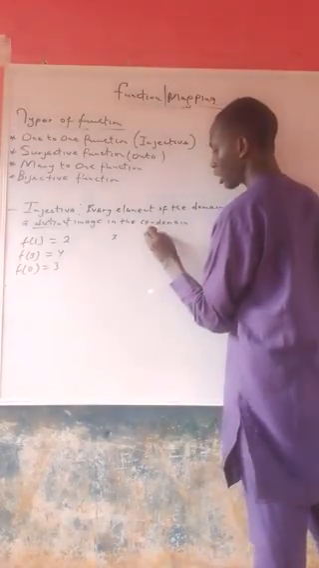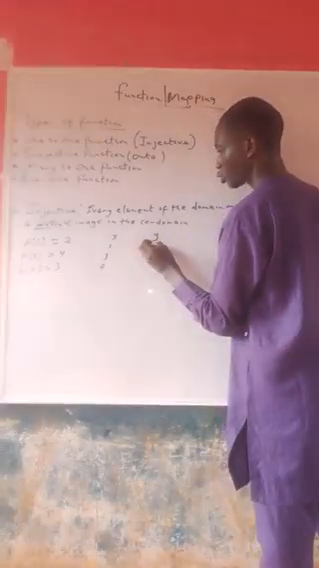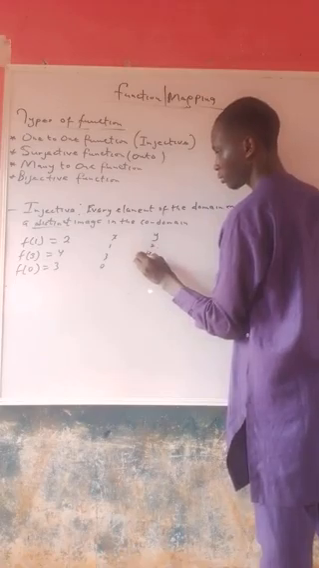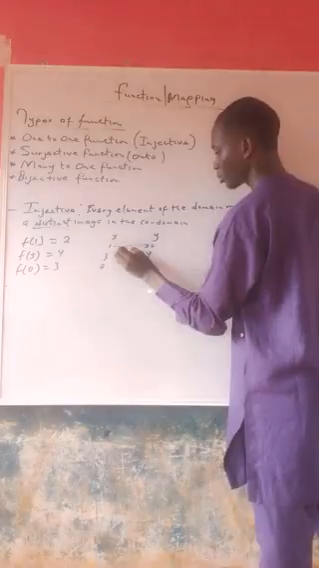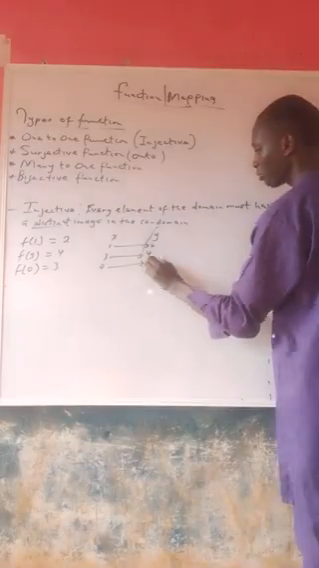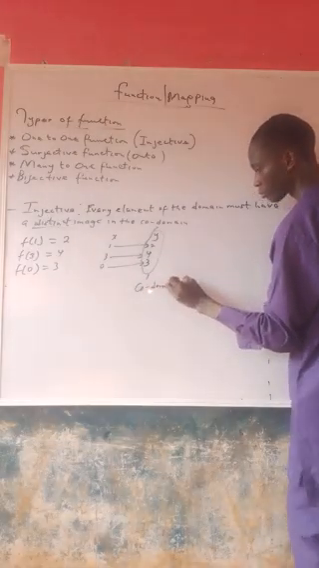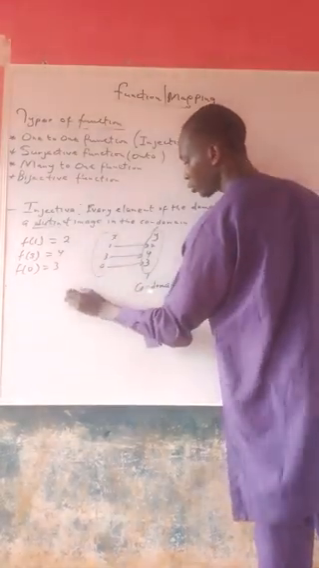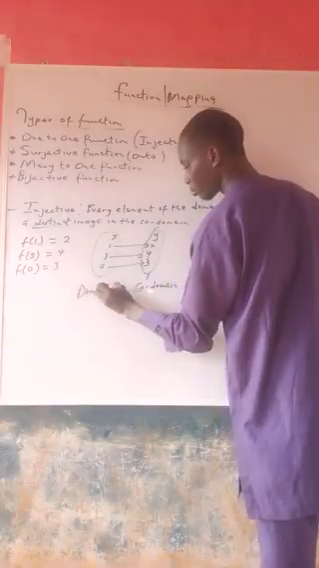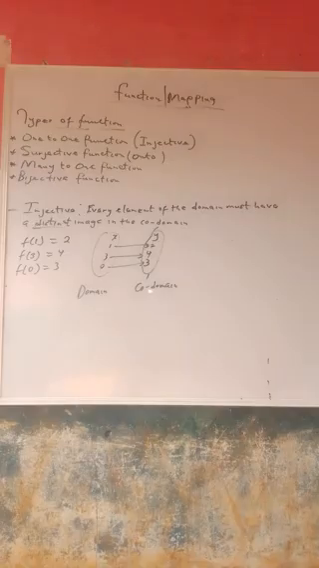That is, you're having x, you're having y. This is 1, 3, 0. And this is 2, 4, 3. That is, this is mapped to this, this is mapped to this, this is mapped to this. Elements here are what we call the domain, and elements here are what we call the codomain. So according to the definition I gave, every element of the domain must have a distinct image in the codomain. That is, a polygamous family is not allowed.